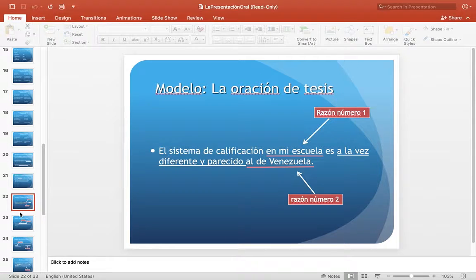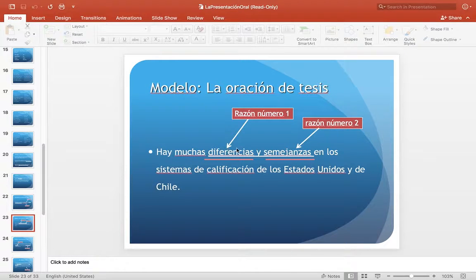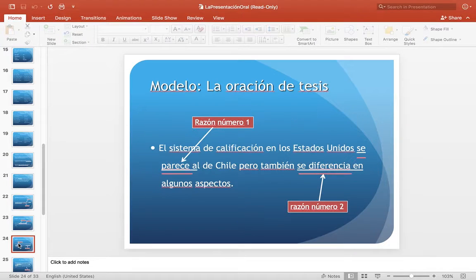So we have the grading system in my school is at the same time different and similar to that of Venezuela. So you could say, el tratamiento de inmigración en mi comunidad es a la vez diferente y parecido. Is at the same time different and similar to that of Colombia. Okay. That would be a good thesis statement. Hay muchas diferencias y semejanzas en los sistemas de calificación de los Estados Unidos. So there are many differences and similarities in el tratamiento de inmigración de los Estados Unidos y Colombia.